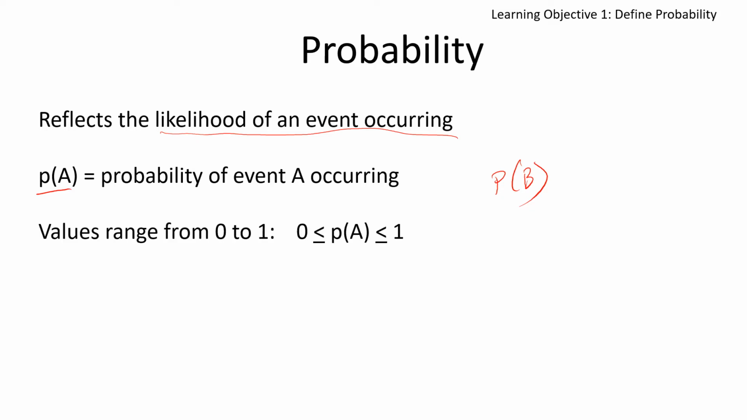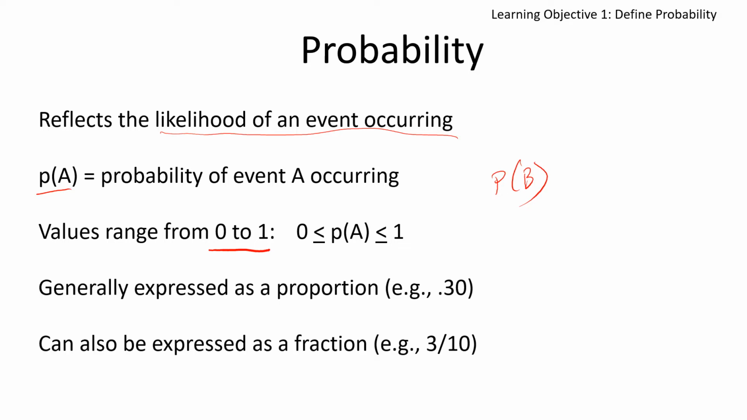Probability is always going to range from 0 to 1. This is something we talked about recently in the correlation material, but it ranges from 0 to 1, with closer to 0 meaning a lesser likelihood of the event occurring, and closer to 1 meaning a greater likelihood of an event occurring. Something that's 0 means there's 0 probability or 0 chance of it occurring. Something that's 1 means there's a 100% chance of the event occurring.